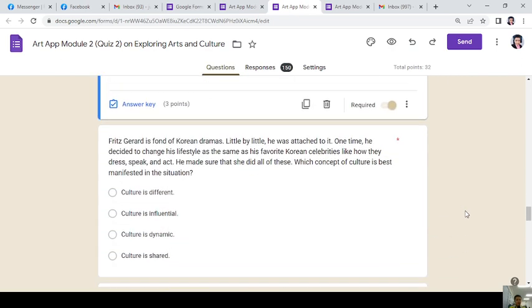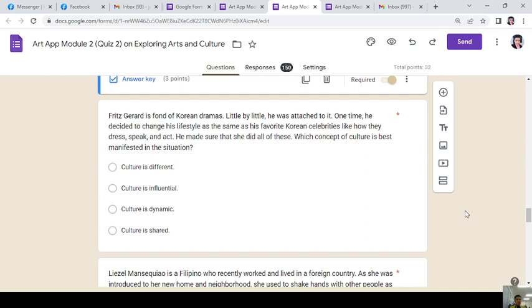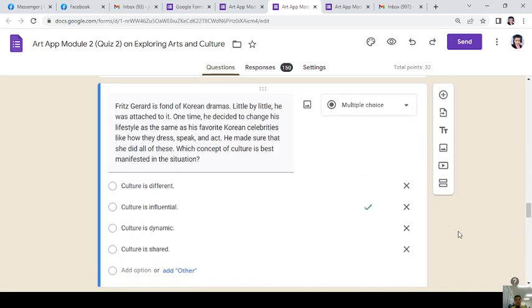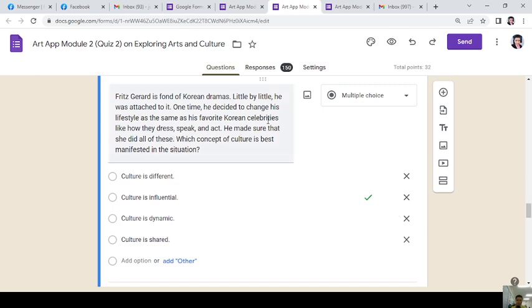Culture is shared. Next, Fritz Gerard is fond of Korean dramas. Little by little, he became attached to it. One time, he decided to change his lifestyle to be the same as his favorite Korean celebrities, like how they dress, speak, and act. He made sure that he did all of these. Now, which concept of culture is best manifested in that situation? So Fritz Gerard was influenced by a Korean celebrity's way of living.